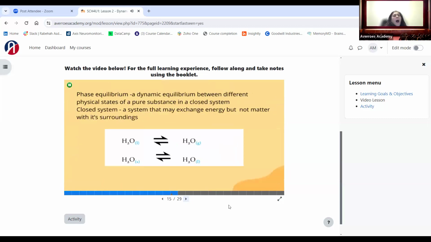Moving on to, again, phase equilibrium, right? A dynamic equilibrium between changes in physical states or different physical states of a pure substance in a closed system. And a closed system, right? A system that may exchange energy, but not matter with its surroundings, right? So for example, a closed bottle of pop is a closed system.